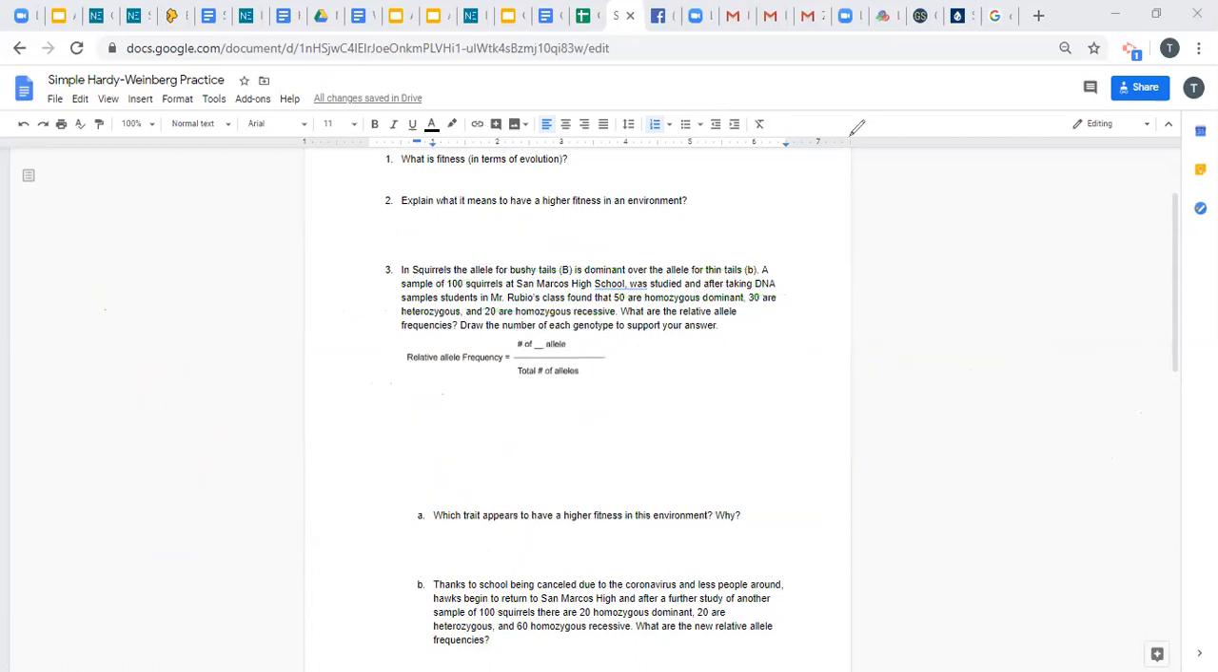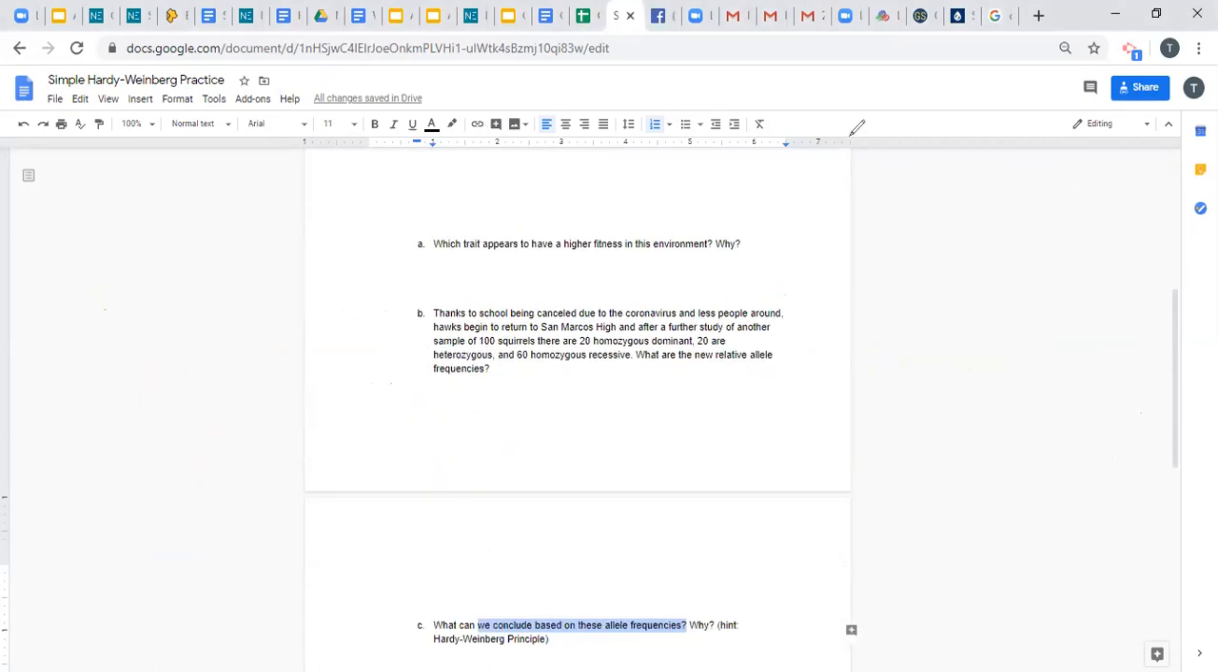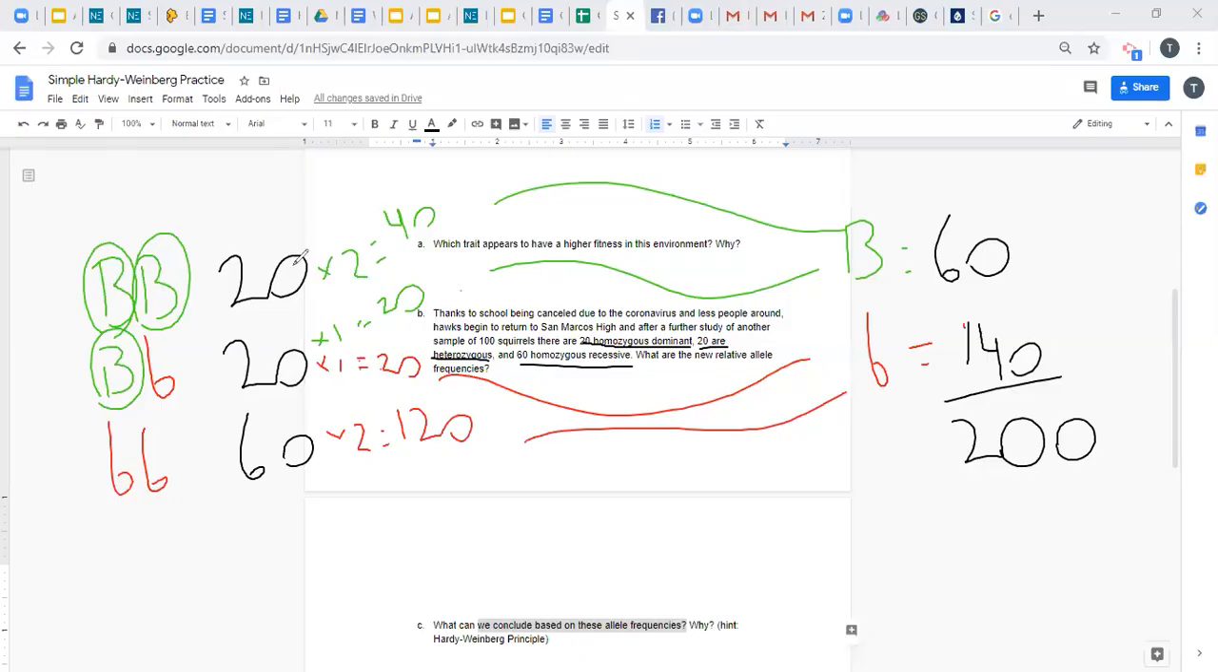Okay, let's clear all that. Now, what do I do here? So now it gives me the same one. I'm going to solve this out really quick, and then we'll look at this. Okay, so I've solved this one. This says that later on they did another study and measured those same squirrels, and these are the new numbers that you recorded. So we found the allele frequencies here. It turns out now big B is 60 and little b is 140. And remember, you just divide both of these by 200.